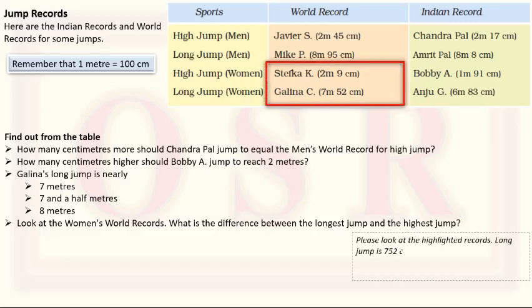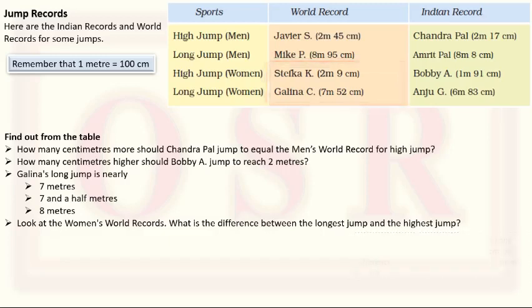Long jump is 752 centimeters and high jump is 290. So the difference between the longest jump and the highest jump is how much? 462 centimeters or 4 meters 62 centimeters.